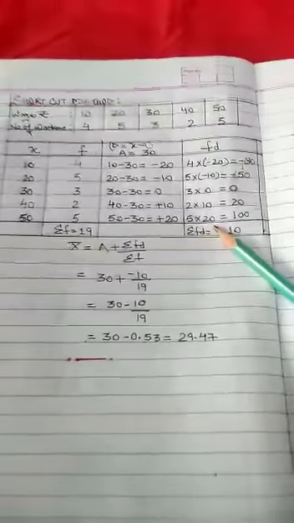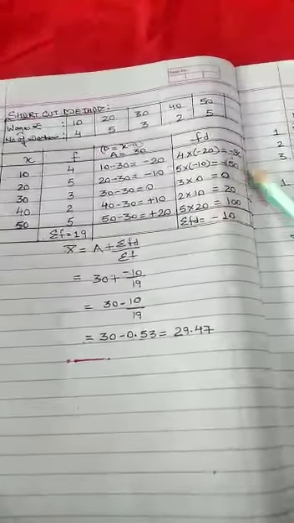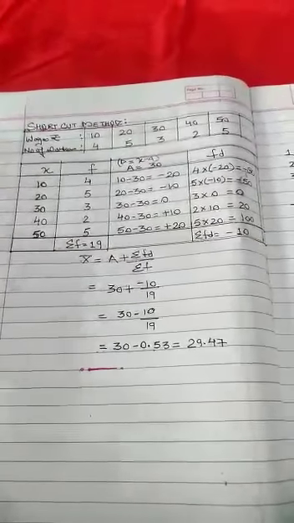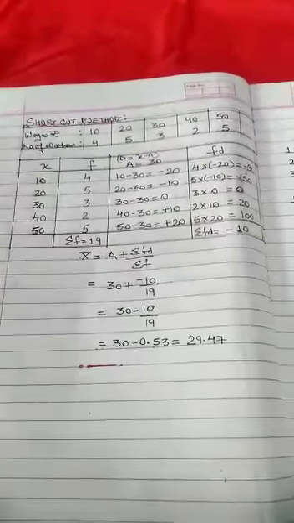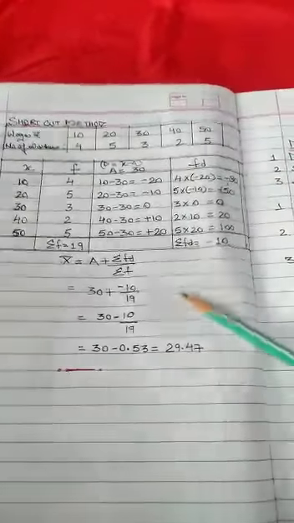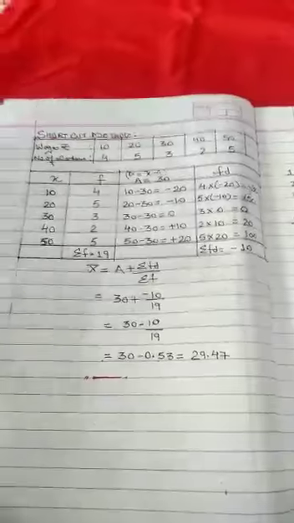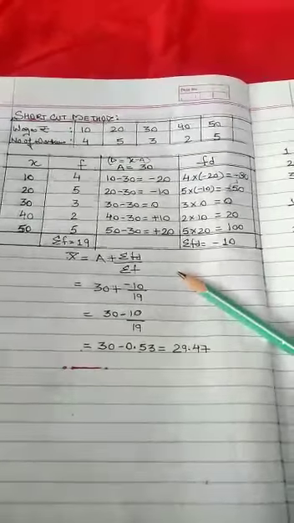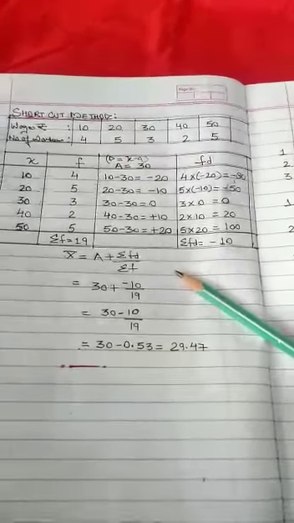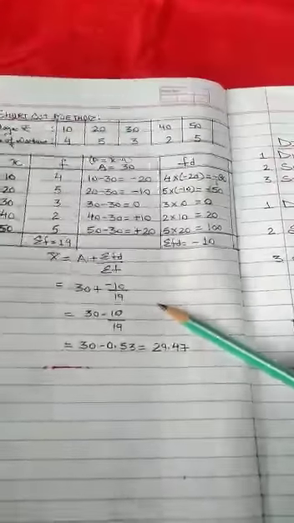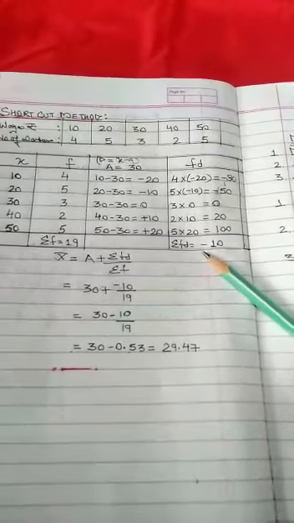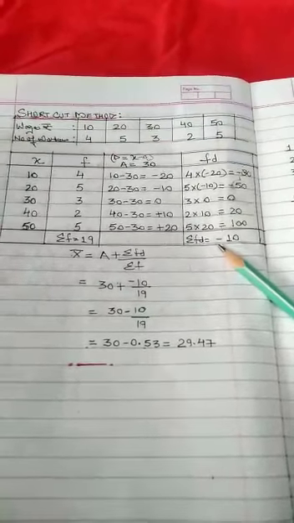Now what you have to do is add the minus values together and the plus values together. If we add minus together, we get minus 130. And if we add plus together, that is 20 and 100, we get 120. So children, minus 130 plus 120 comes to minus 10. So your sigma FD is minus 10.